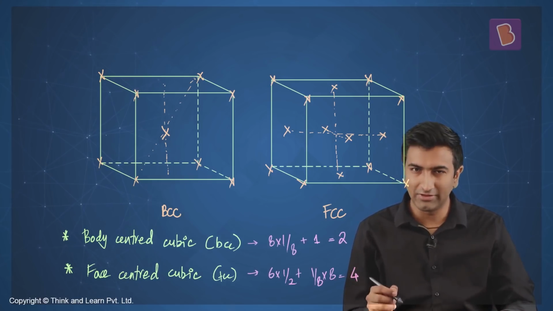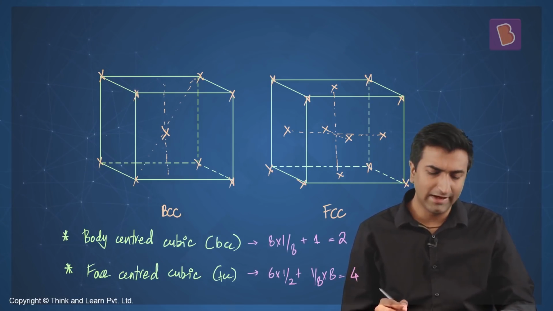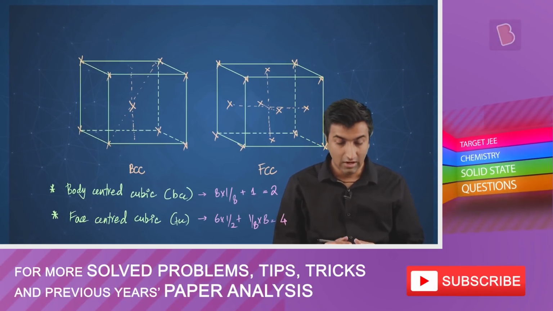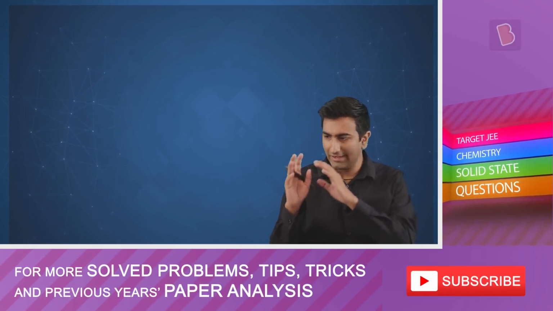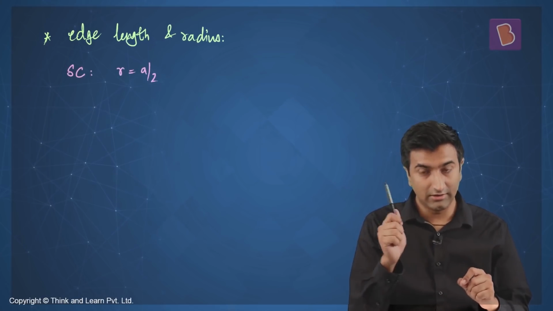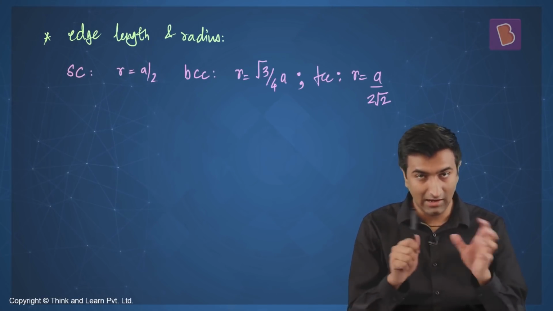This is something that you will get used to. You don't have to mug it, but you'll get used to it if you do a lot of questions in solid state. All right. The next thing you need to revise is the ideas of edge lengths and how they relate to the radius ratios. So you have that on your screen. The simple cubic ratio, the BCC, FCC, R and A. How are they related?